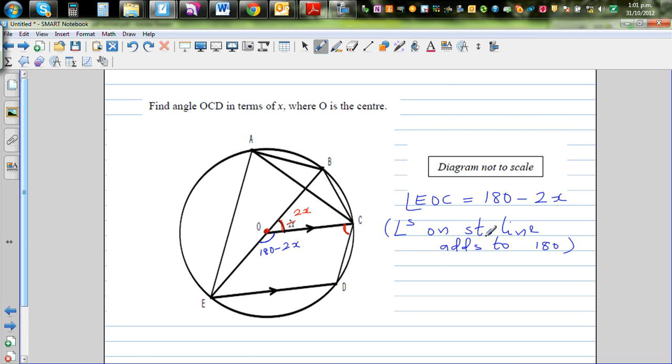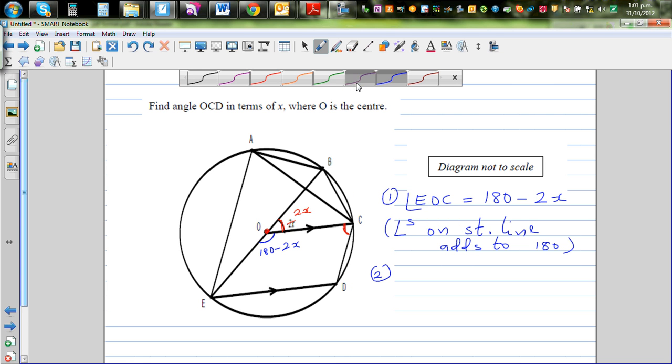Okay, what's the next thing? This is the first measure that you can find. What's the next thing that you can do? Now, these two lines are parallel. This side is parallel to this side. So this angle and this angle are called co-interior angles, and co-interior angles between parallel lines are supplementary.